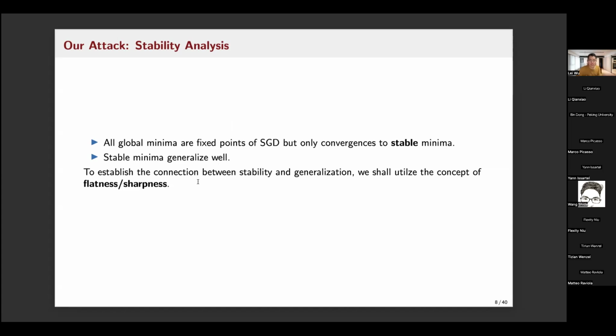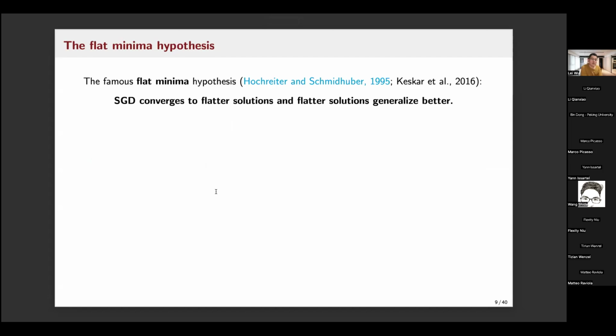stability and the generalization, I will introduce the concept of sharpness or flatness. The sharpness-flat minima hypothesis is a very successful, mostly empirical theory to explain the implicit regularization. Basically, it says that SGD converges to flat minima, and the flat solutions generalize better.